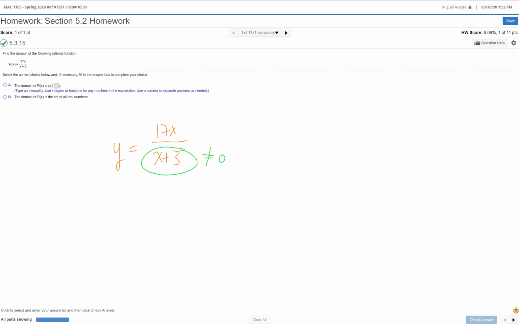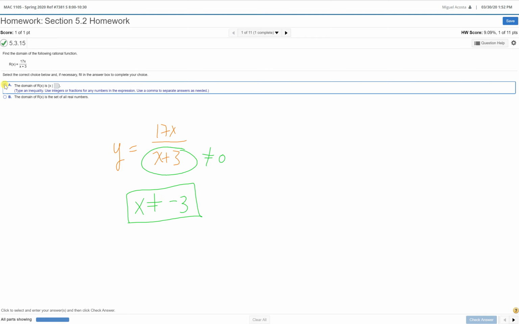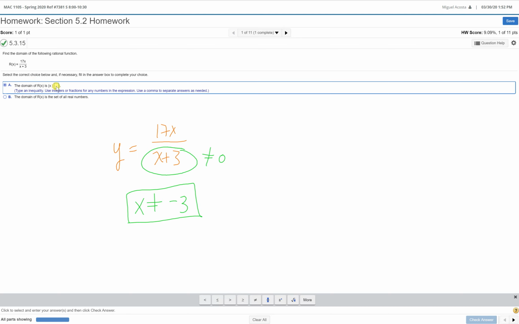So what would x have to be for this x plus 3 to become 0? You guys are correct, it's negative 3. So that means that's the one number x cannot be. And then there you go. That's going to be the solution. So let's go ahead and put the answer here. X cannot equal. The not equal to symbol is found here in this little table. Not equal to negative 3.